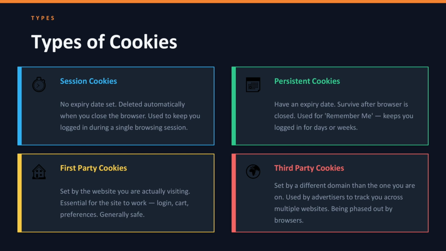Third-party cookies are sent by a different domain than the one you are currently on. You visit a shopping website, but a cookie from googleads.com gets set in your browser. This is how advertisers track you across multiple websites. These are the controversial ones, and most major browsers are now phasing them out.